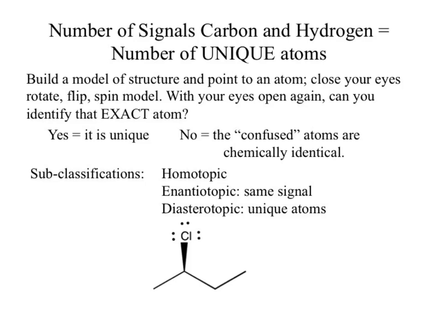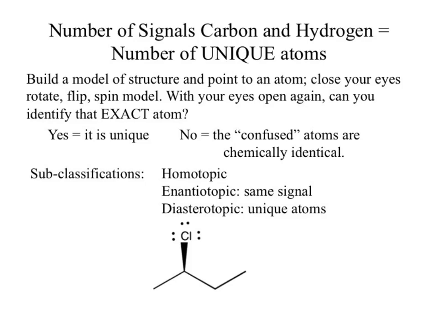So as a general idea on trying to determine the number of unique atoms, build your molecule. Point to an atom on that molecule. Close your eyes, toss the molecule, spin it around a whole bunch. Can you point to the exact same atom again? If you can point to that exact same atom again with 100% confidence, then it is solely unique. There are no other hydrogens like it.